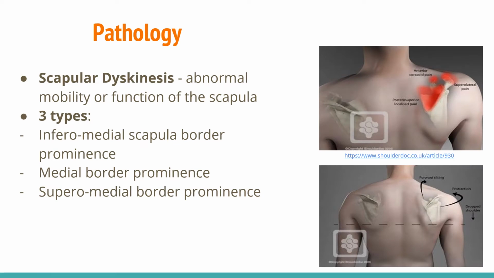Scapular dyskinesis is when the scapula doesn't move as it should due to surrounding tissue damage. Scapular dyskinesis has three different types, including Type 1, inferior scapular border prominence, Type 2, medial border prominence, and Type 3, superior medial border prominence.